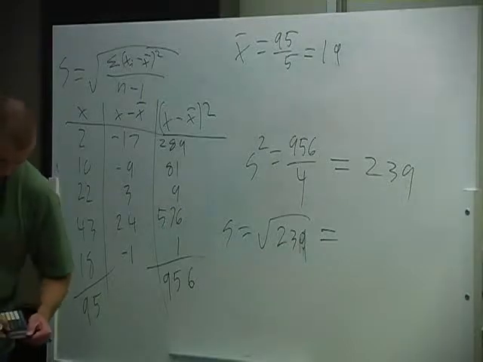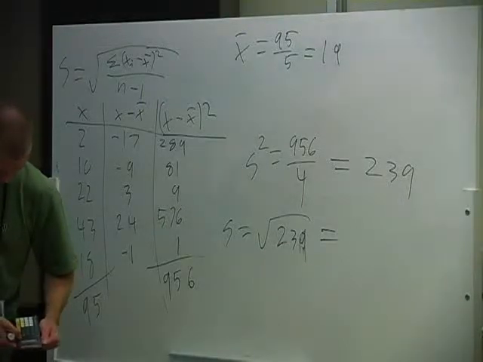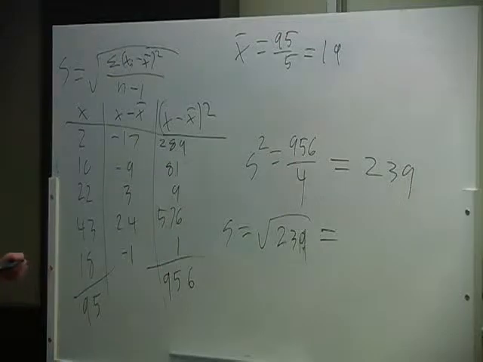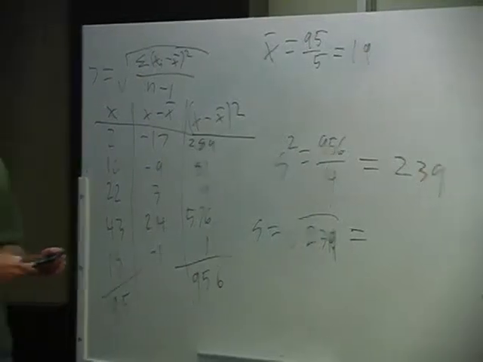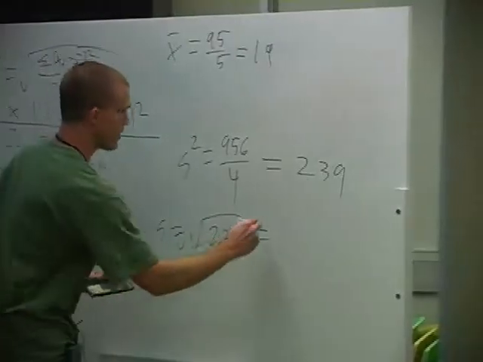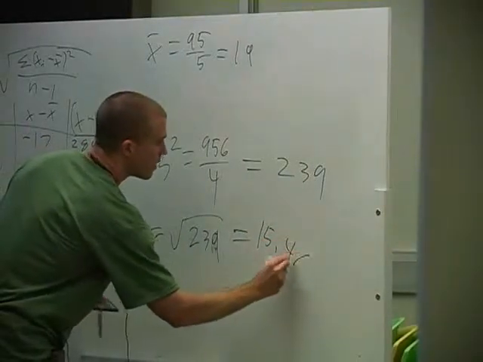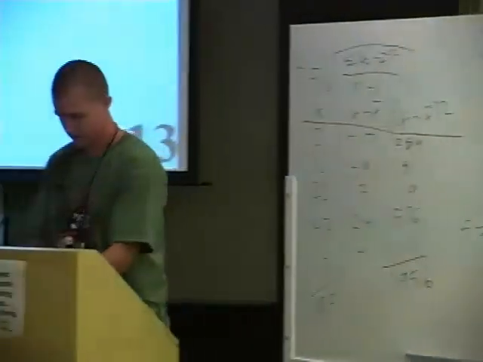Where's the square root? There it is. The square root of 239 is 15.46. Okay. And if you do it once, then you never have to do it again.